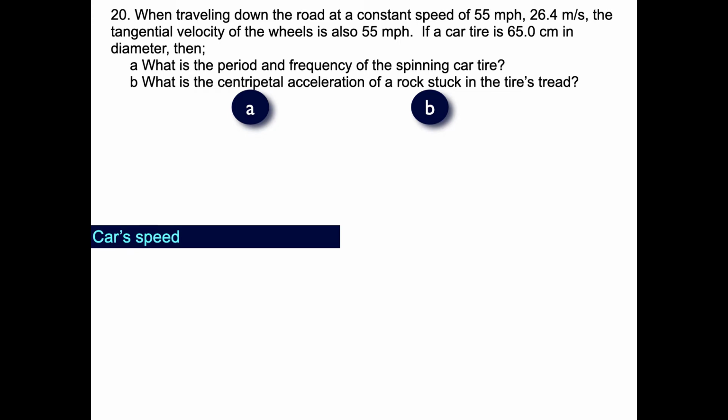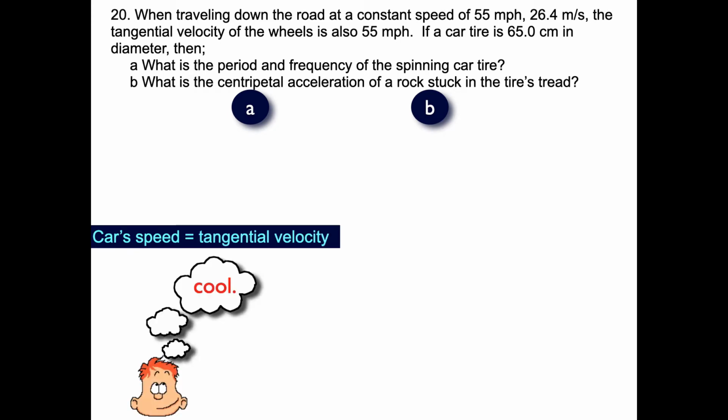All right, cool fact in the problem. The car's speed equals the tangential velocity of the wheels. So if you're driving down the road, whatever it says on the speedometer, that's how fast the edge of the car tire is spinning. That's cool information. Okay, so let's look at the givens. I know my tangential velocity is the speed of the car. That's how fast the wheels are going too, so that's cool. 26.4 meters per second. The diameter is 0.650 meters, which means the radius is half that, 0.325.